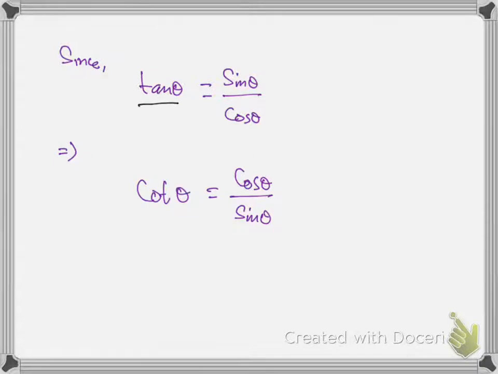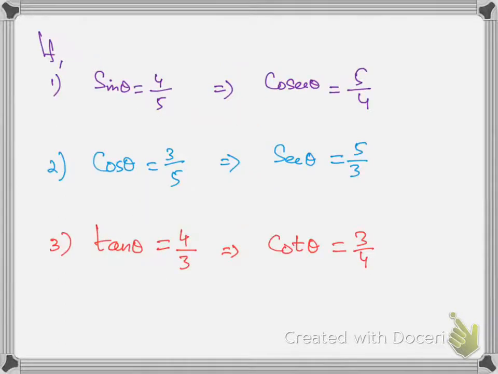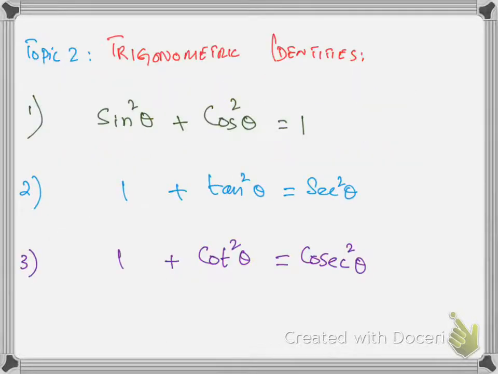Since tan theta is sine upon cos theta, therefore cot theta will be cos theta upon sine theta. If sine theta is 4 upon 5, then cosec will be the reciprocal of 4 upon 5, which is 5 upon 4. If cos theta is 3 upon 5, therefore sec will be 5 upon 3. The reciprocal of 3 upon 5 is 5 upon 3. If tan is 4 upon 3, therefore cot will be 3 upon 4. Since they all are reciprocal functions of the basic functions.